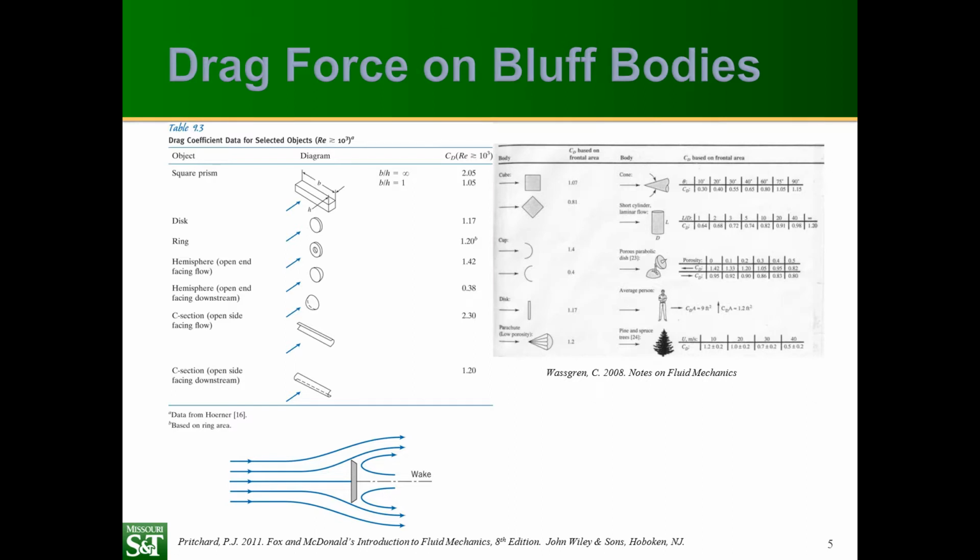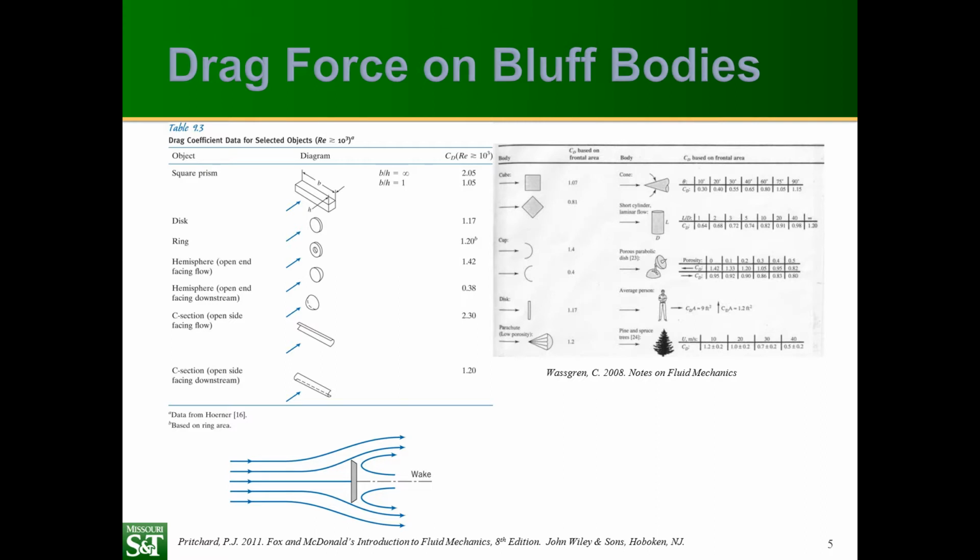We can also look at other types of bluff bodies. The graphs shown here are objects that have sharp corners. And so in this case, boundary layer separation is going to be at the location of the sharp corner. It's going to be almost independent of Reynolds number. And in this case, the drag is almost entirely due to form drag. So as long as the Reynolds number is greater than about 1,000 or so, the drag coefficient is going to be almost constant.